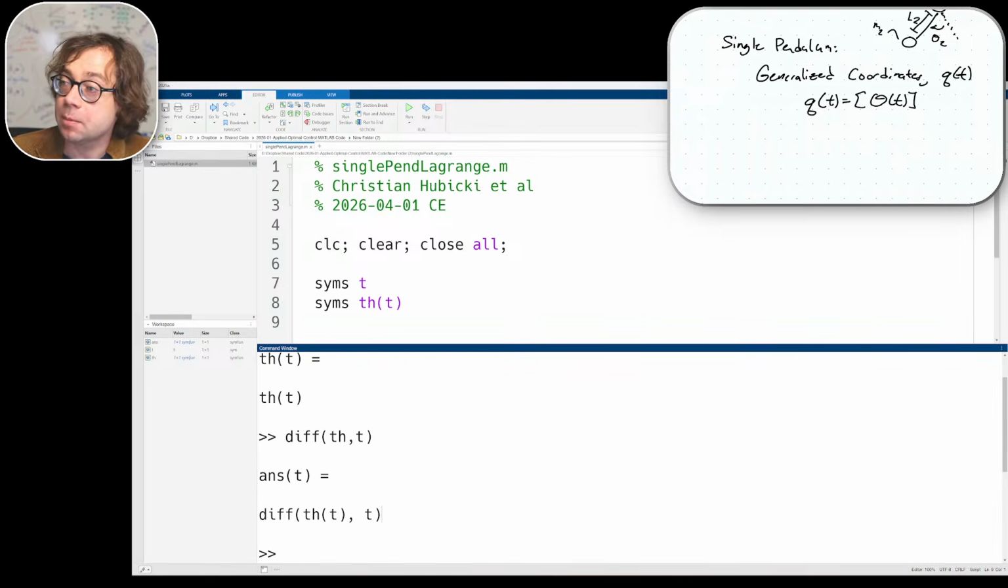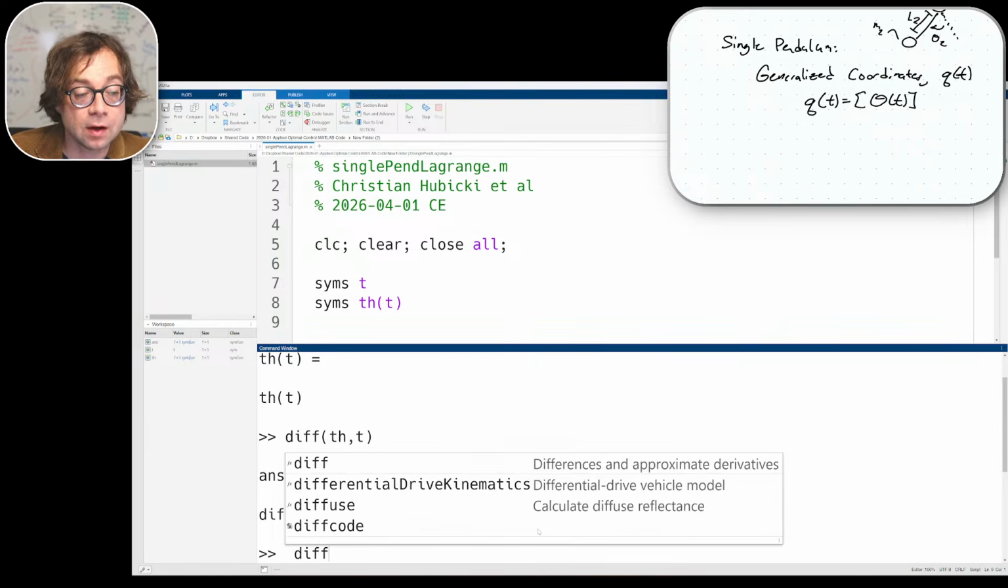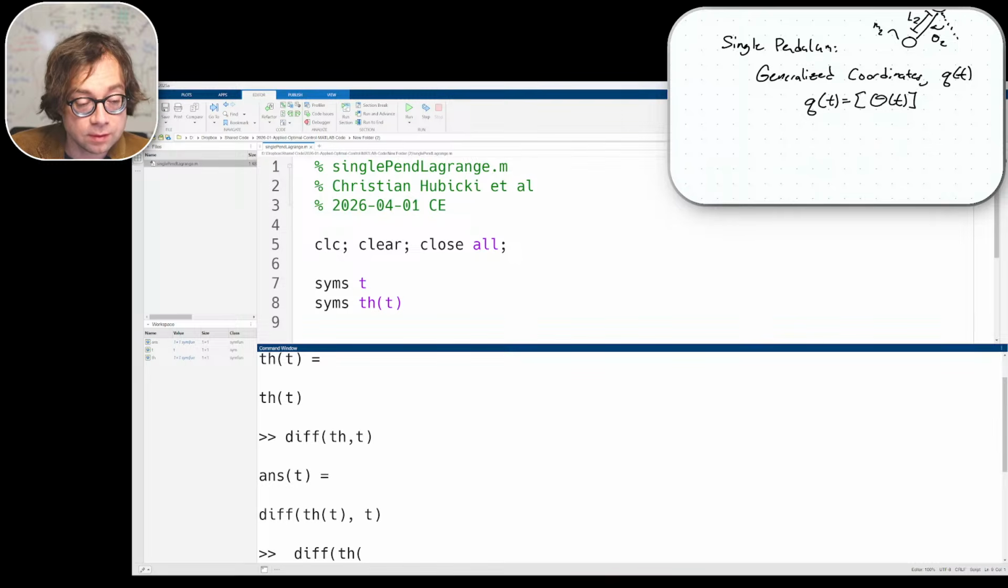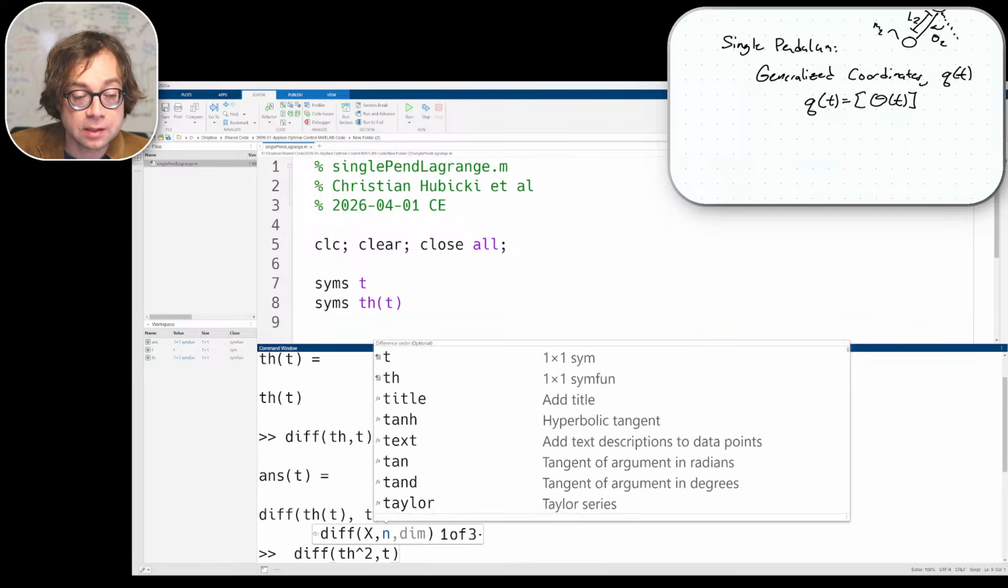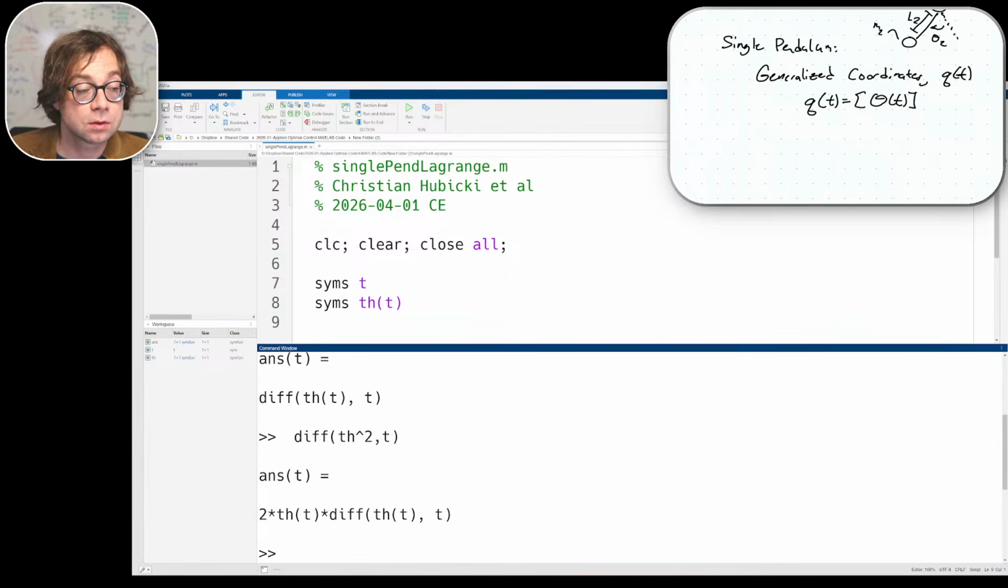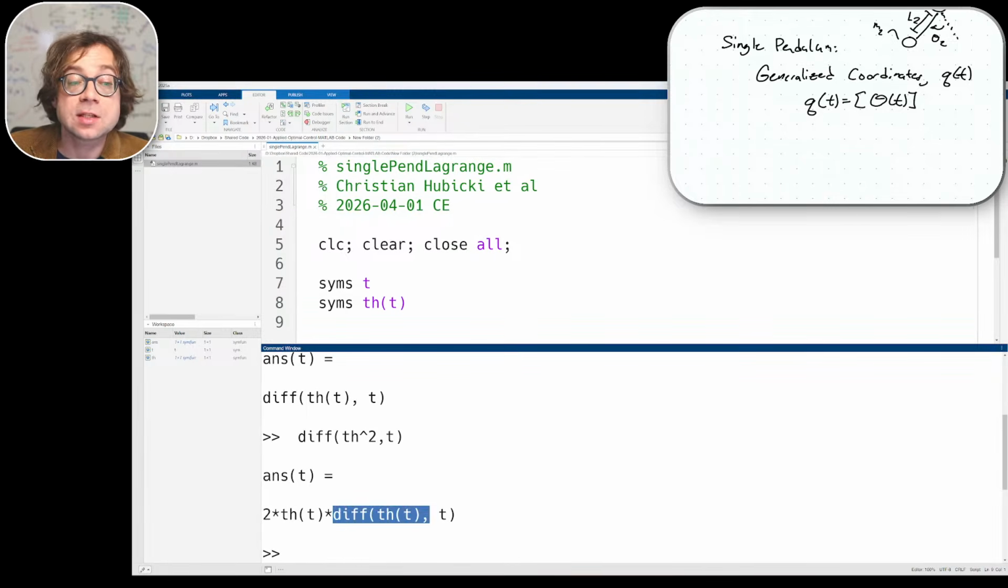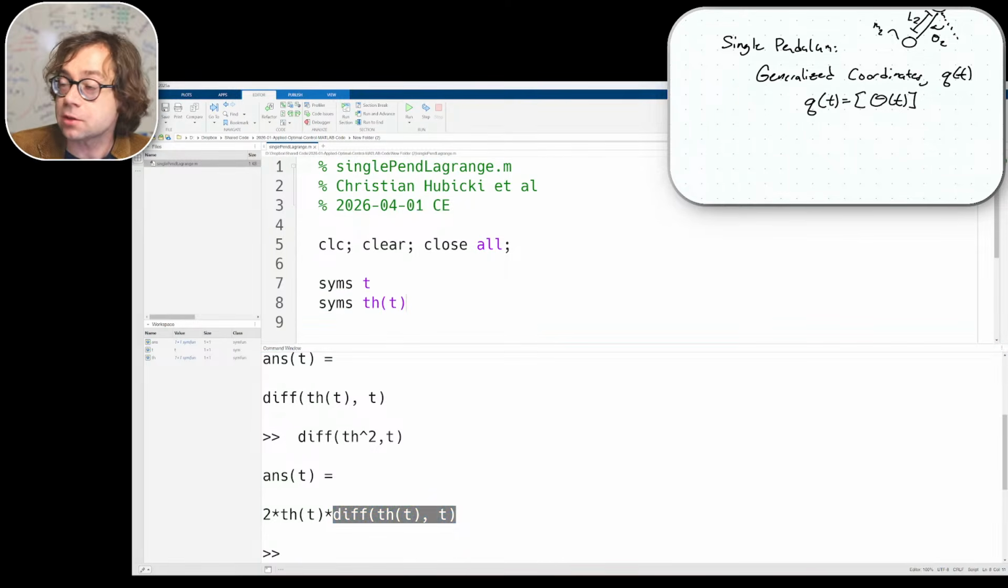If I want to take the derivative of theta squared with respect to time, it's going to do the chain rule: 2 times theta times the time derivative of theta with respect to time. It does the whole chain rule for you. And that's really important, as we saw when we were doing our Lagrangian mechanics derivations, when we start taking our derivatives as part of the Euler-Lagrange equation. Okay? So we are here defining all of our generalized coordinates as being functions of time. And that'll be useful when we get to the actual Lagrangian.